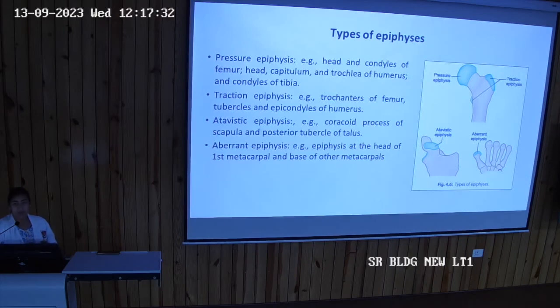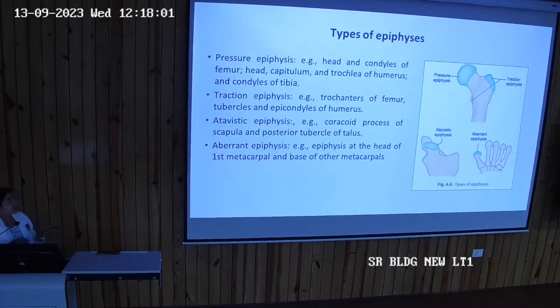So pressure epiphysis is the one at the articular region of a bone. Suppose this bone is the femur and this is the head of the femur. It is articulating with the acetabulum of the hip bone. So this articular area is the pressure epiphysis of this bone because it is weight bearing. Any weight bearing articular surface of a bone will be classified under the pressure epiphysis.